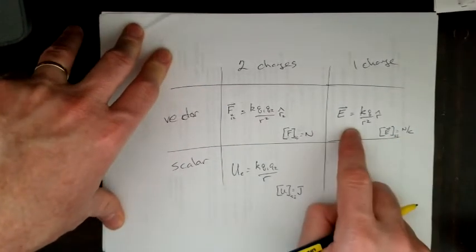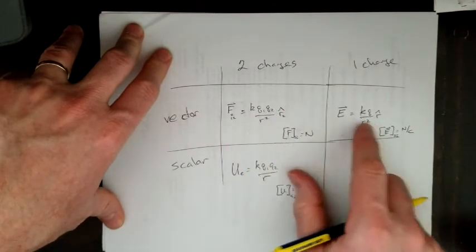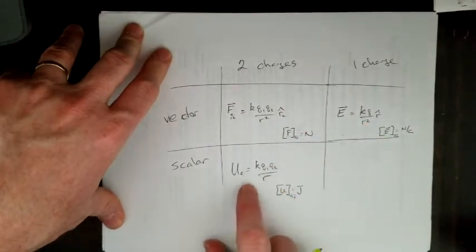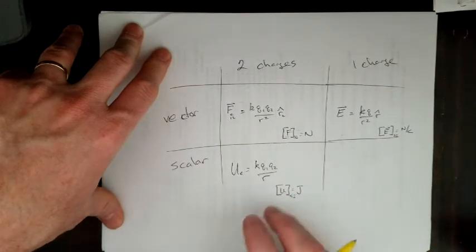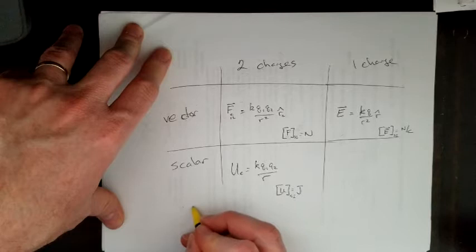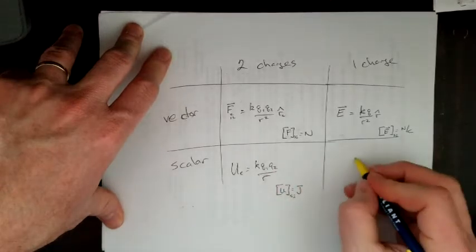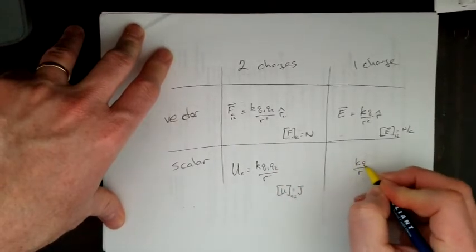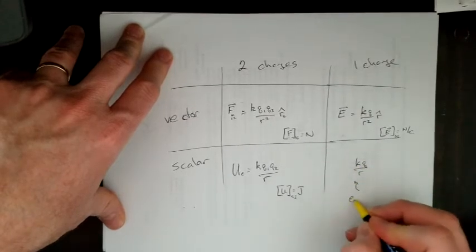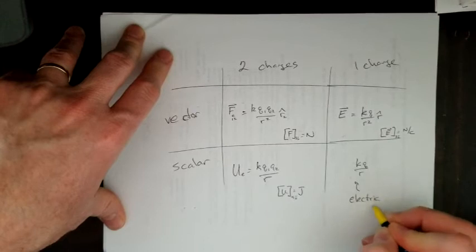We got the electric field by just dividing by one of the charges. Well, we can do the same thing here. If I take U and I divide by a charge, then I can get something there. In essence, that's what we do. So if we take that, divide by a charge, I'm just left with kq over r. Now this is known as electric potential.